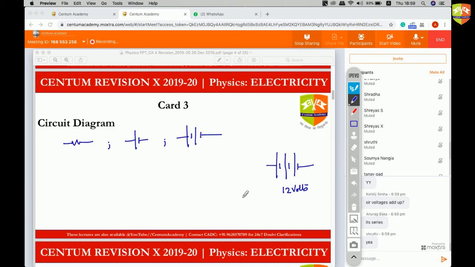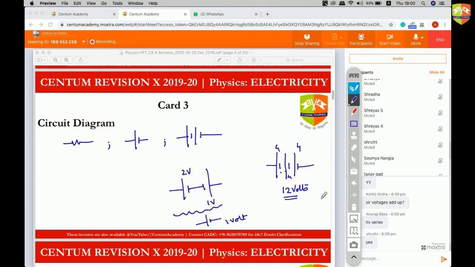Literally in some papers they have asked, draw a circuit having three batteries of 4 volt each. So what does it mean? It means that you have to draw one cell, two cells and three cells of 4 volt each, so you can write 12 volts. You getting my point? This is the way CBSE has designed the questions in many previous year papers. I'm not making it up like a random question. It is a genuine question.